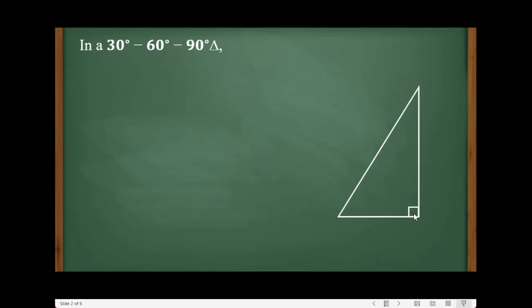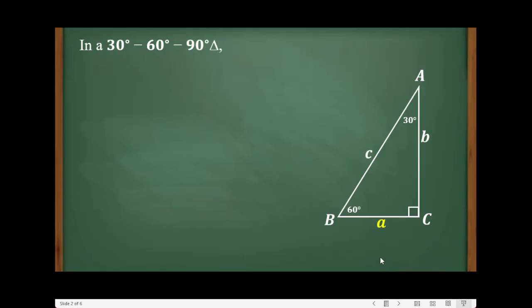Okay, the corner which has a small square indicates that the angle right here is 90 degrees. And let us assume that the vertices are named by three capital letters A, B, and C. Therefore, the name of this special right triangle is right triangle ABC, wherein angle A is 30 degrees, angle B is 60 degrees.